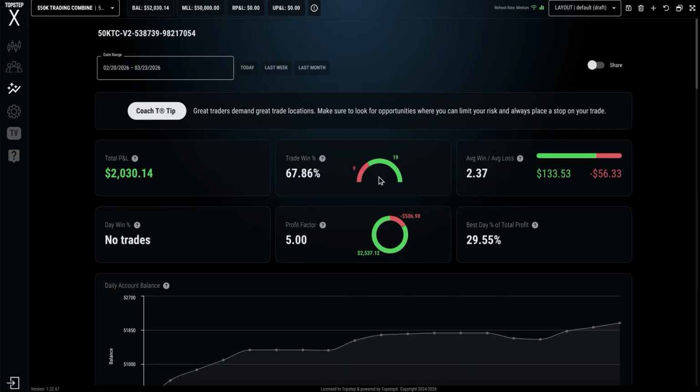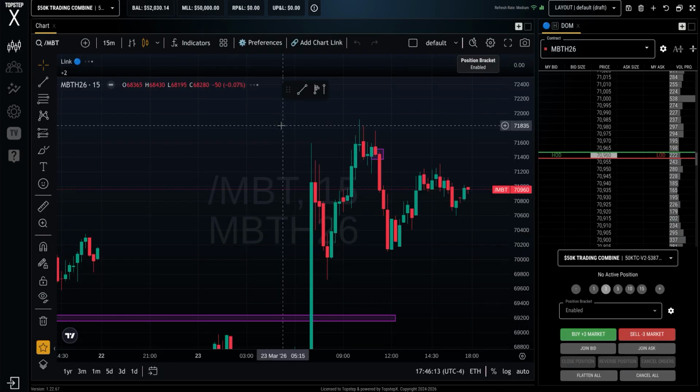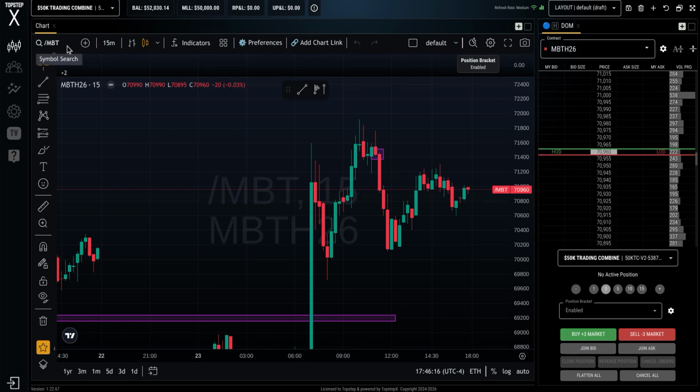As you can see through some of these statistics, I have a 67% win rate. And my profit factor is 5, meaning for every $1 I risk, I gain 5 back, and I have an average win-loss of 2.37%. So now let's talk about the entry model that I use. Oh, and just so you guys know, I traded on micro Bitcoin futures and micro Nasdaq futures.